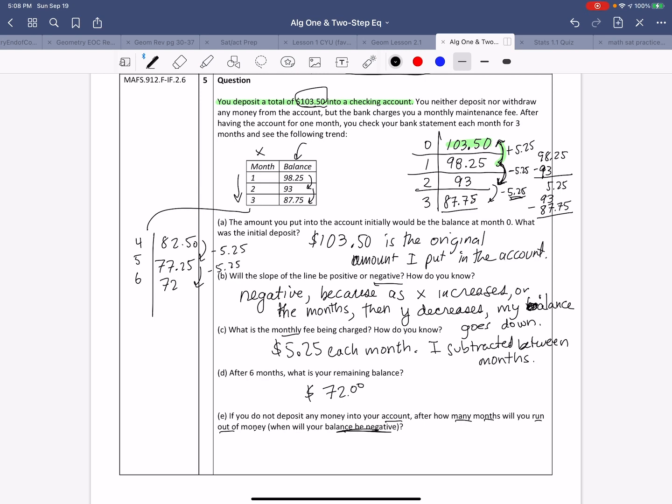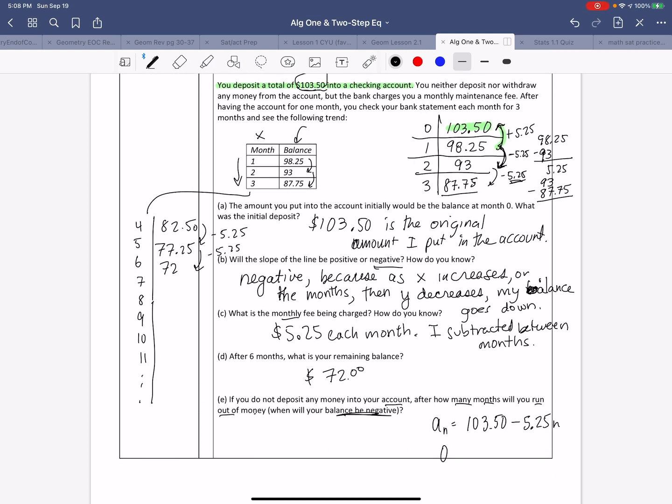So again, depending on the student, you might just keep going. Just put in the hard work here and just keep going. So 7, 8, 9, 10, 11, just keep going. You can also look at it from an equation standpoint. Remember, a sub n. So we start with this 103.50 and we subtract 5.25 each month, and n is the month. So when would this be 0? We could do some algebra, which is why we invented algebra, so we wouldn't have to do such a long sequence like this. So I add 5.25n on both sides, and then I divide by 5.25 on both sides.